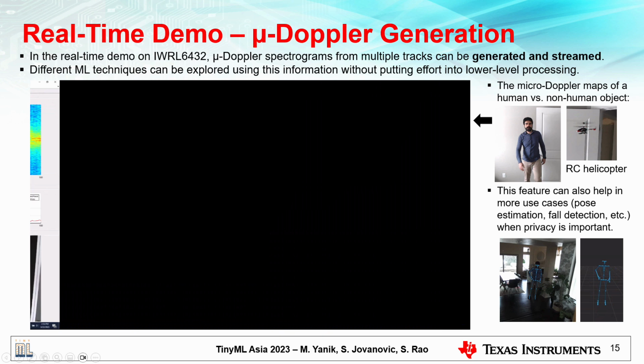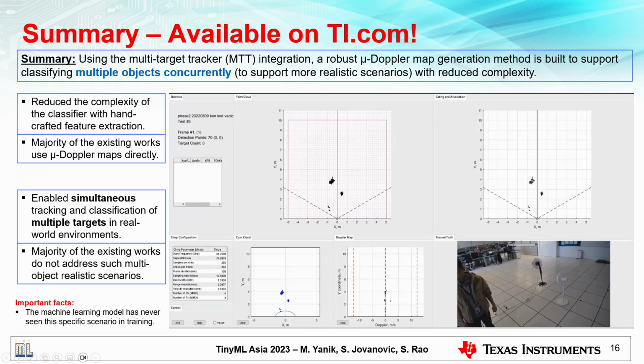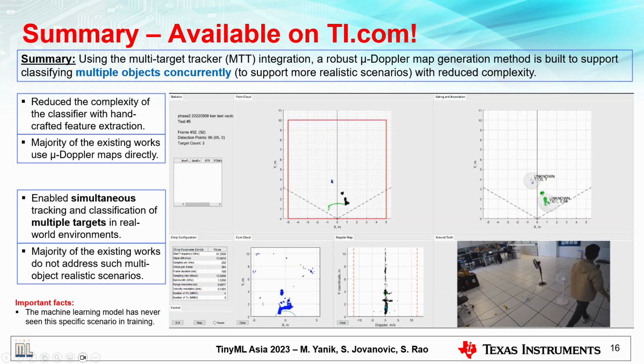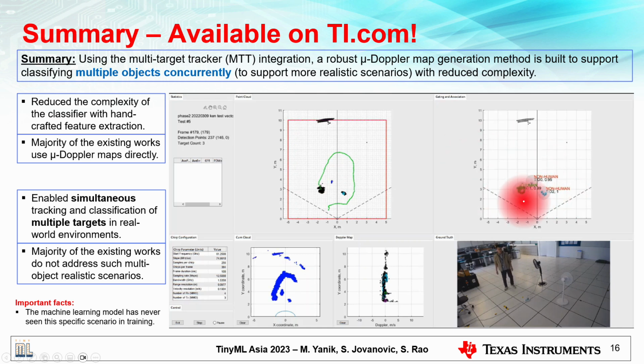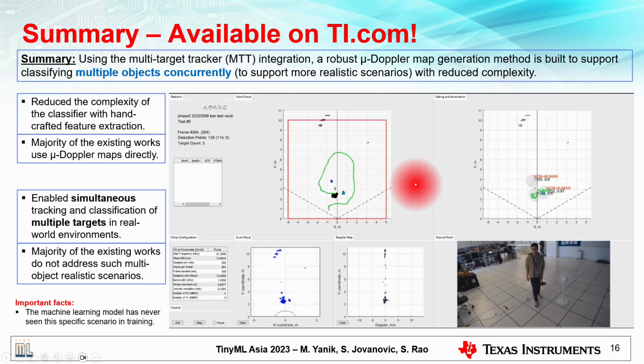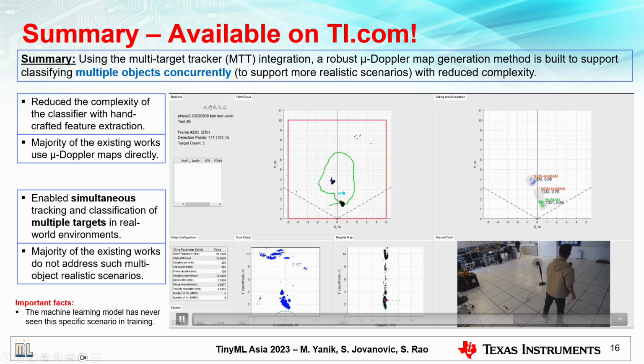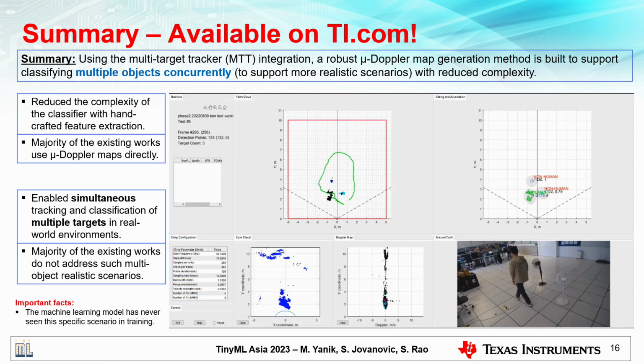And this is just a summary slide, and this example shows how the overall structure works. Let's say you have two different objects here, like fans, and a human is walking, and the point cloud is generated. The tracker tracks every track separately, and eventually all this microdoppler is generated, the classifier runs, and it is finally classified as human or non-human. Using this multi-target tracker integration and robust microdoppler generation, we made this multi-target classifier run on this latest 6432 device as efficiently as possible.